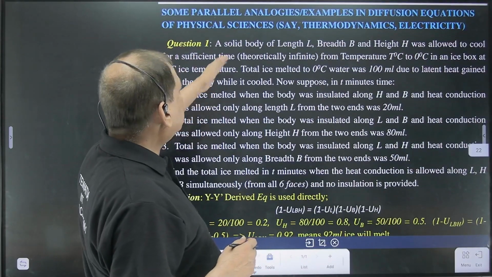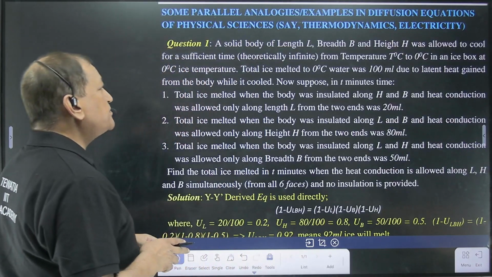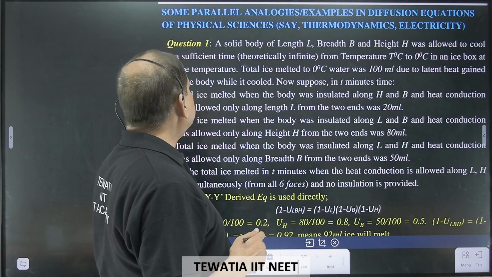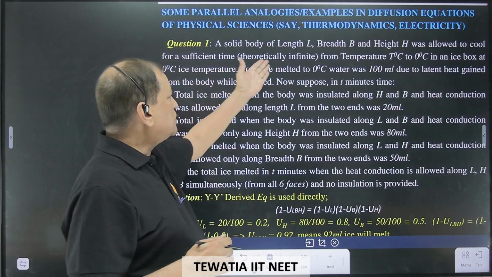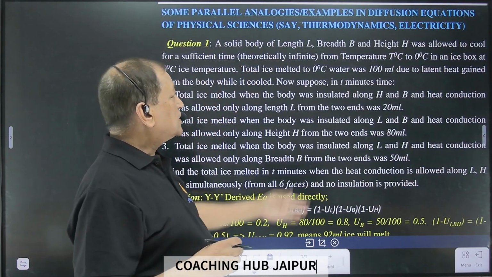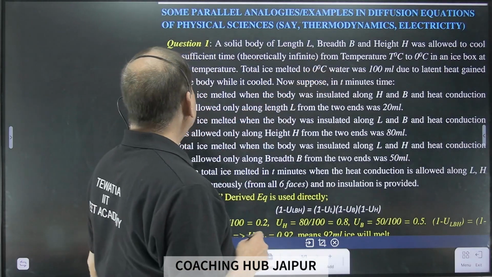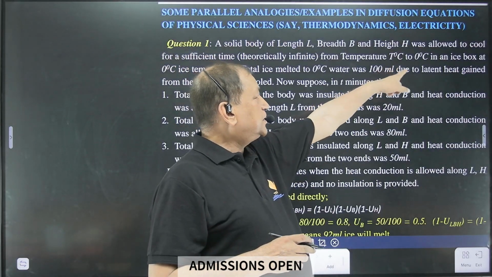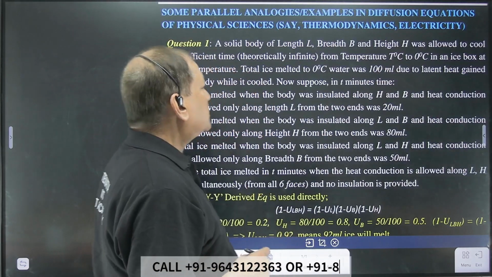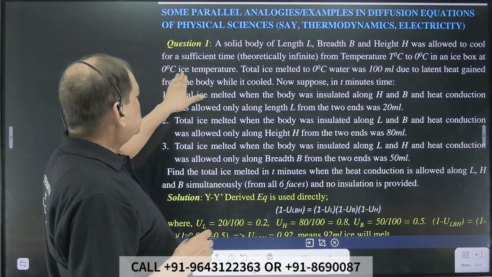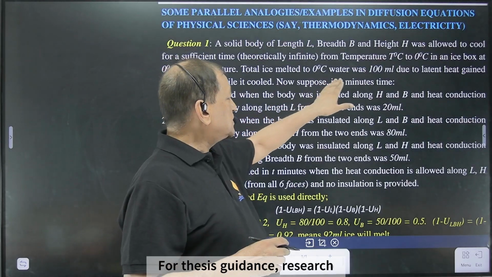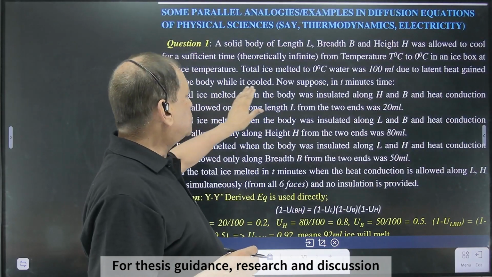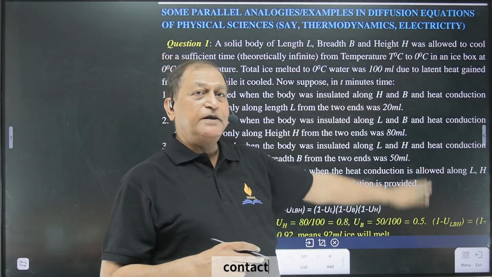Now we have some parallels and analogies, examples in diffusion equations of physical sciences, say thermodynamics, electricity. Okay, I am taking this example. A solid body of length L, breadth B, height H was allowed to cool for a sufficient time, theoretically infinite, from temperature T degree centigrade to 0 degree centigrade. In an ice box at 0 degree ice temperature, the total ice melted at 0 degree centigrade was 100 ml due to latent heat gained from the body while it cooled. Now suppose in T minutes time.